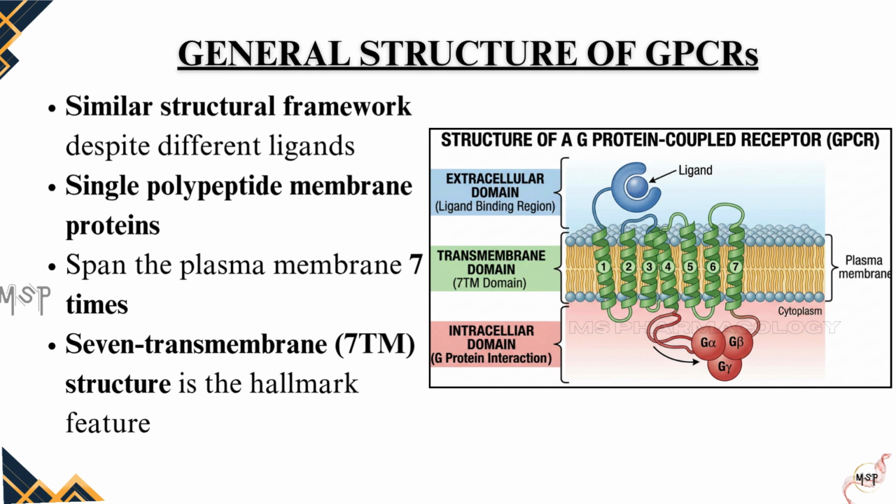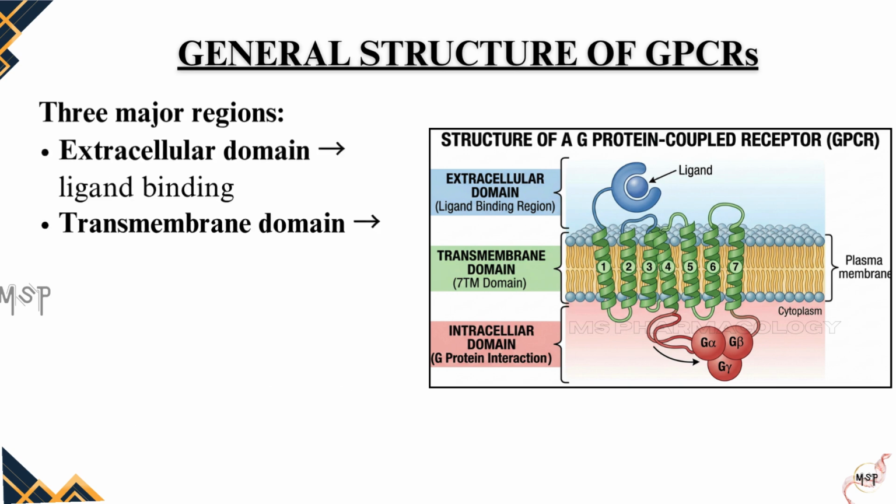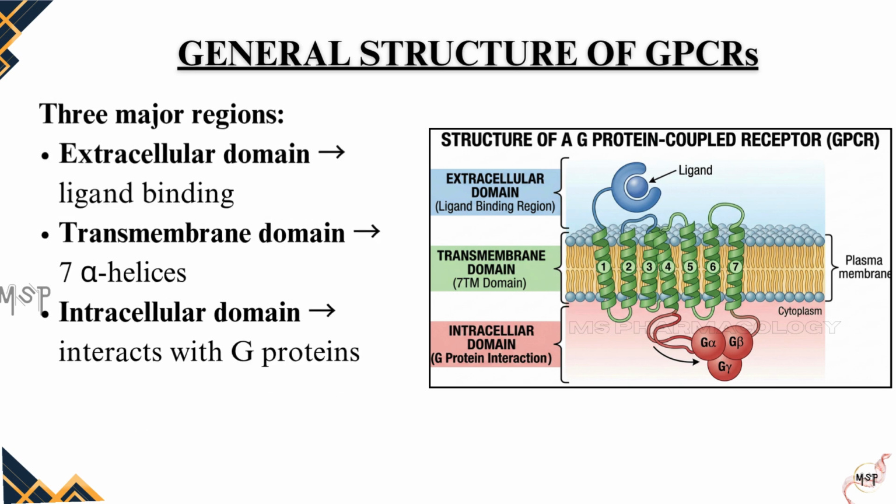Although GPCRs recognize many different ligands, most share a remarkably similar structural framework. Structurally, GPCRs are single polypeptide membrane proteins that pass through the plasma membrane 7 times. This 7-transmembrane arrangement is the hallmark feature of GPCRs. To understand their structure more easily, we can divide a GPCR into 3 major regions: the extracellular domain, the transmembrane domain, and the intracellular domain.